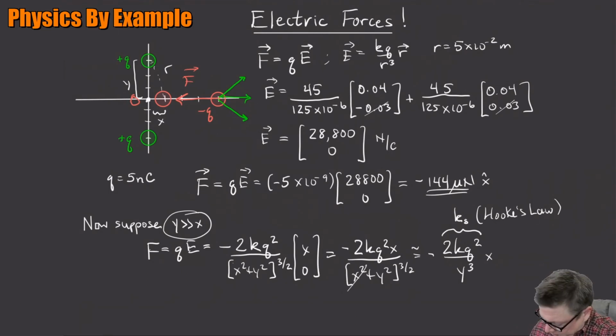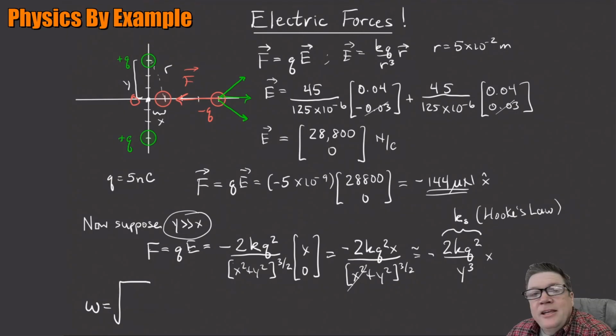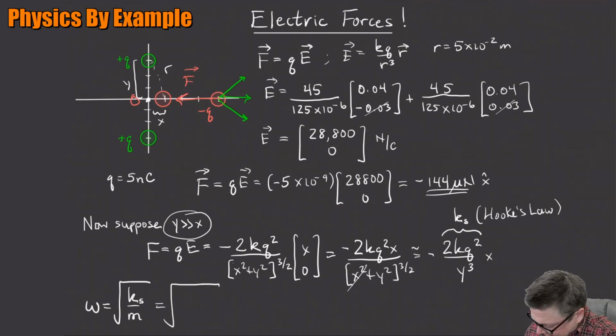So what you know is omega, the angular frequency of this thing, is just the square root of k over m, k spring over m. I'll try to remember to write that so we don't get it confused. So what is this thing? Well, there's our k right there. So this is going to be the square root of 2kq squared over m y cubed. That's our angular frequency.